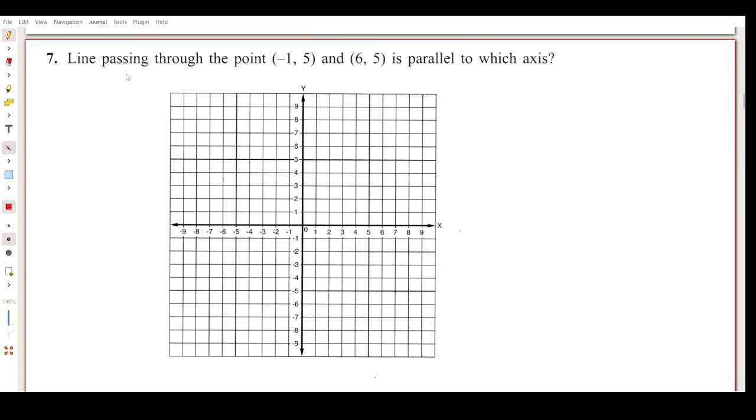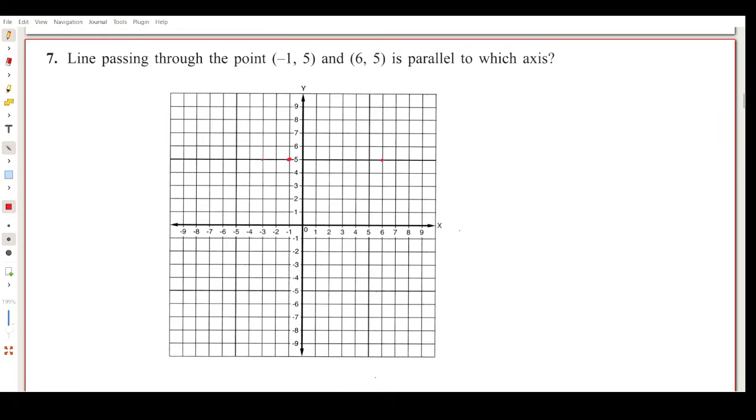Seventh question. The line passing through the points minus 1 comma 5 and 6 comma 5 is parallel to which axis? For example, you can plot these points and check. Minus 1 comma 5 belongs to second quadrant, right? This is minus 1 comma 5, minus plus. Next 6 comma 5, both are positive, belongs to first quadrant. This is 6 comma 5, right?